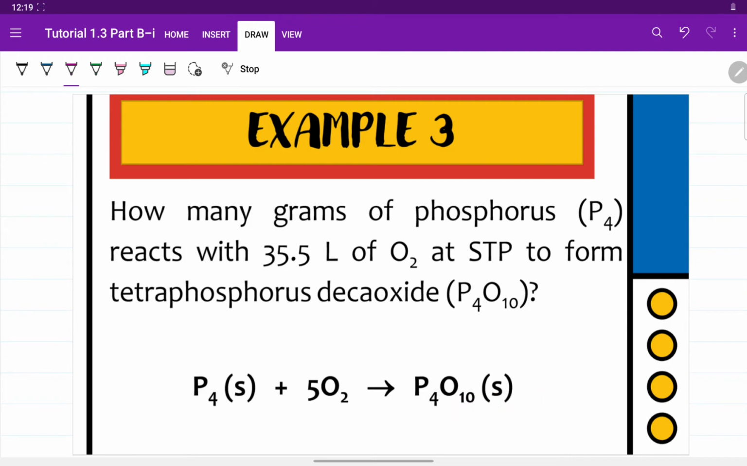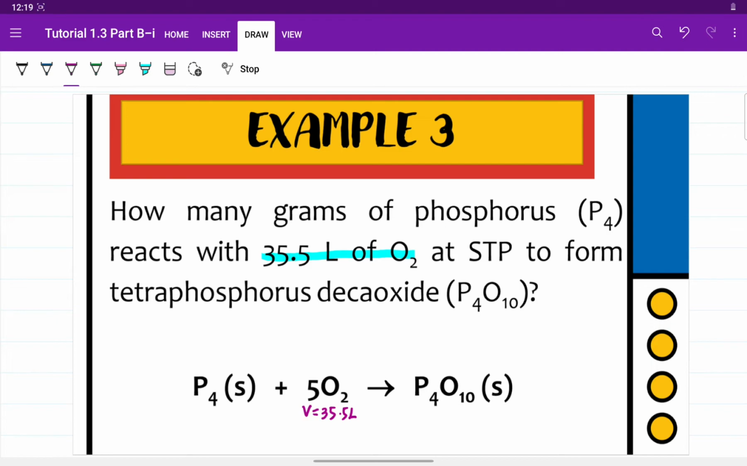Now, okay, kita highlightkan sikit maklumat apa yang kita ada. Okay, first, kita ada dekat sini 35.5 liter of oxygen. Okay, so kita tulis 35.5 liter. Liter ni adalah apa? Volume. So, dekat bawah oksigen tu awak letak volume sama dengan 35.5 liter. Okay, now, ada tak maklumat lain? Okay, sekali pandang, awak dah tak ada maklumat dah.